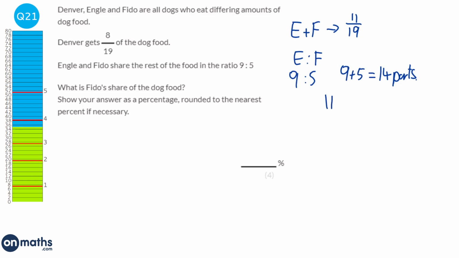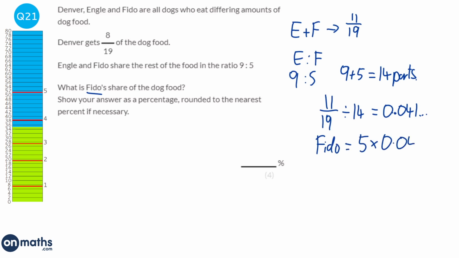So what I'm going to do is find out what fraction one of those parts is worth by dividing 11 over 19 by 14. So each part is worth, and I'm just going to keep this in my calculator, 0.041 blah blah blah. And we're asked to find Fido's share. Well, Fido has 5 parts, each of them worth 0.041 blah blah blah. I've kept it in my calculator to keep the accuracy, and when I do that I get 0.206 blah blah blah.